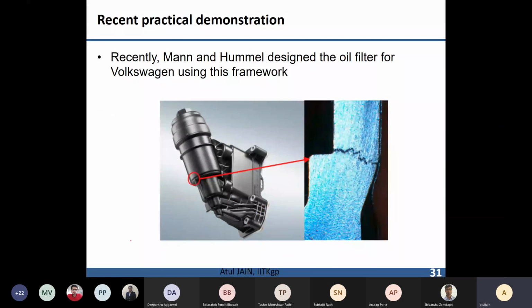And by the method that I have just described step by step, recently Mann and Hummel, who are a tier 1 supplier to Volkswagen, have designed the oil filter and they have presented this in a publication. This was the actual part. This is the actual damage that has taken place. So they tested it and then they did some micro CT analysis. These are the damages that they have seen. Exactly the same damage was also predicted by this simulation framework that I have just discussed.